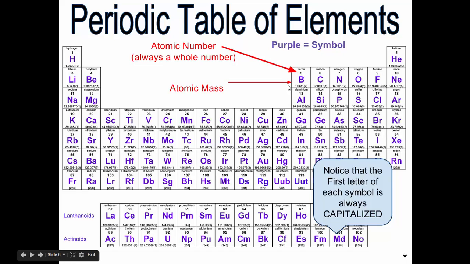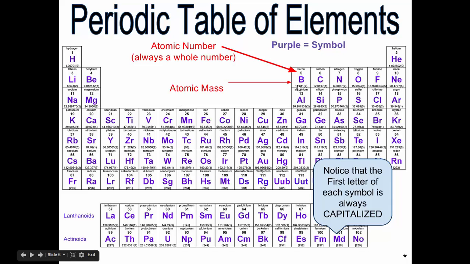So you need to notice that the first letter is always capitalized, and if there's a second letter, it's always lowercase. So this is Al for aluminum. This is Cl for chlorine. Okay, so this is not a capital, that's not a capital I. The capital I is right here, which is iodine. And then the lowercase i is right there in titanium.